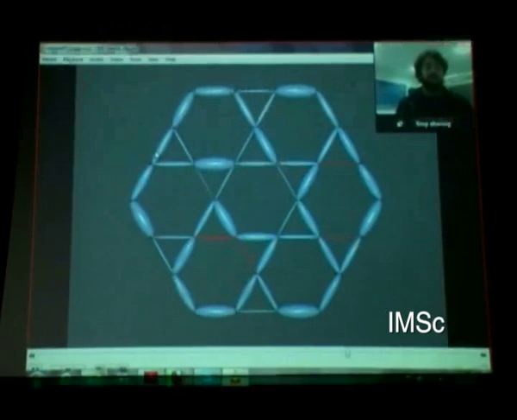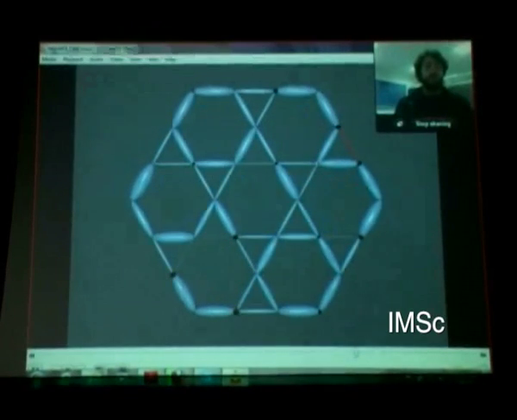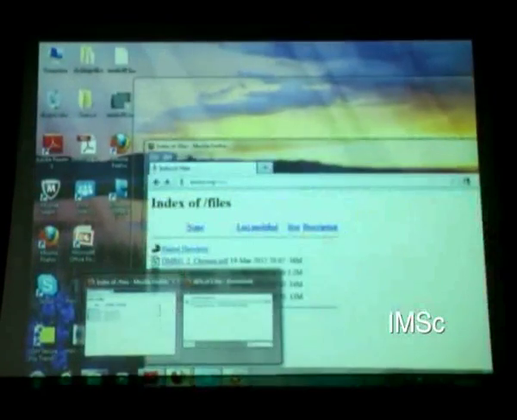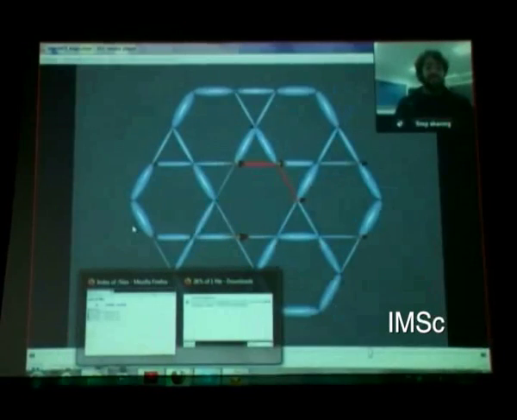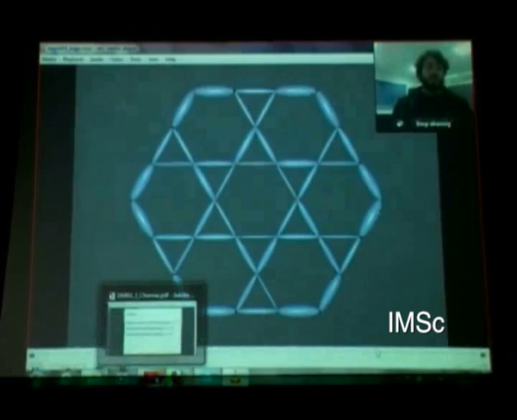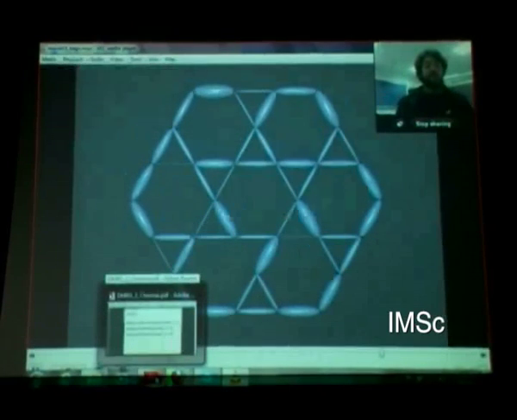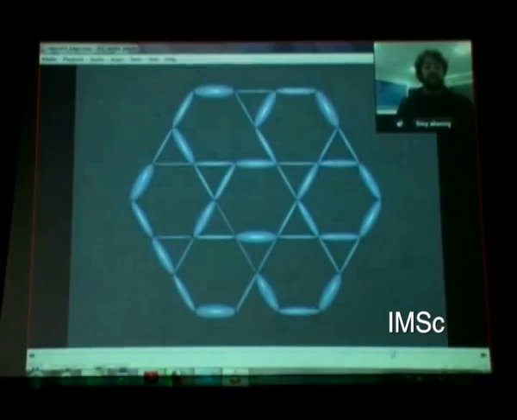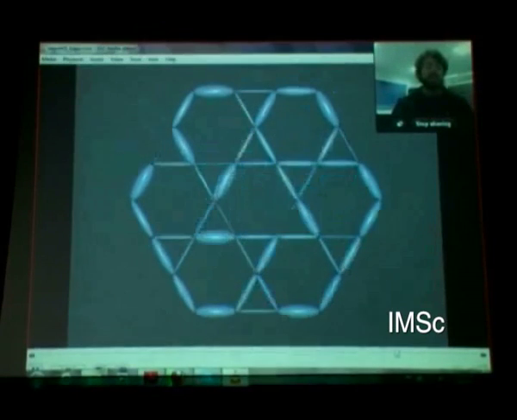Okay, so we will check for the second movie. Oh, sorry, the second movie is getting downloaded very slowly. The second movie is at higher temperature. That's right. It looks quite similar. Basically, there is greater fluctuation in the bonds, and the spins are more disordered. That's basically the difference in the other movie.